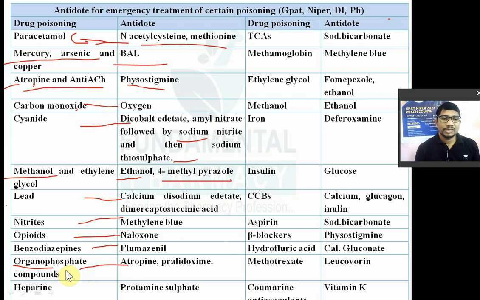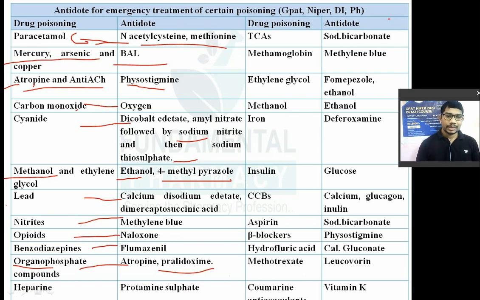So pesticides are nothing but organophosphate compounds, and if you get poisoning due to organophosphate compounds, atropine and pralidoxime are the antidotes. The specific antidote for organophosphate poisoning is pralidoxime. You have to remember this. There was a question. Now pralidoxime is known as a cholinesterase activator.